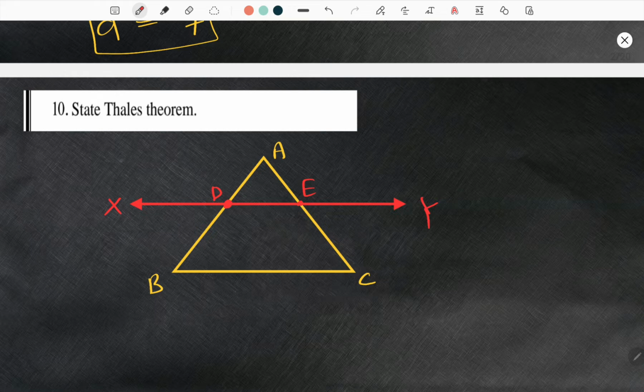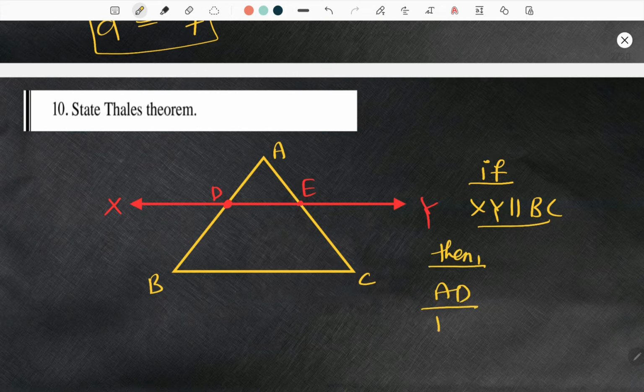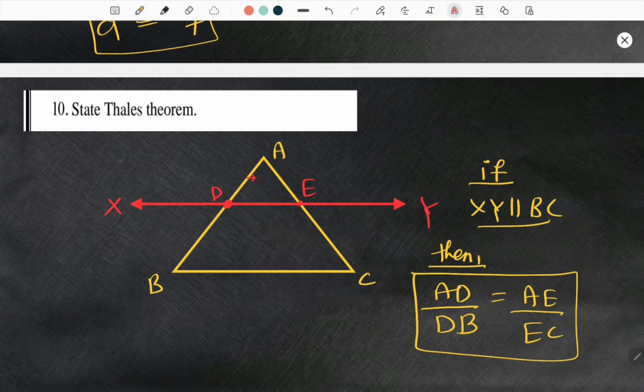All right, so what does the theorem say? First of all, we should know the meaning of this. If XY is parallel to BC, and it is intersecting AB at D and AC at E, then we will have AD divided by DB is equal to AE divided by EC. Look at this, AD divided by DB is equal to AE divided by EC.